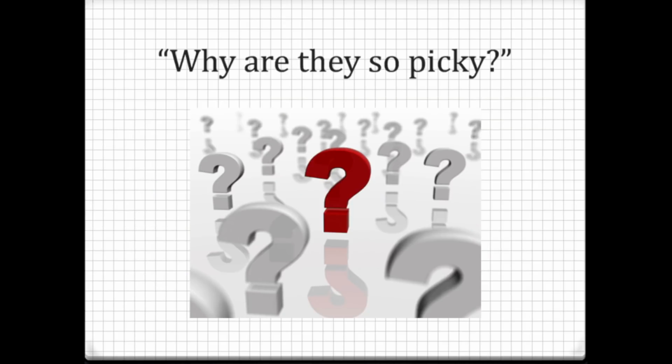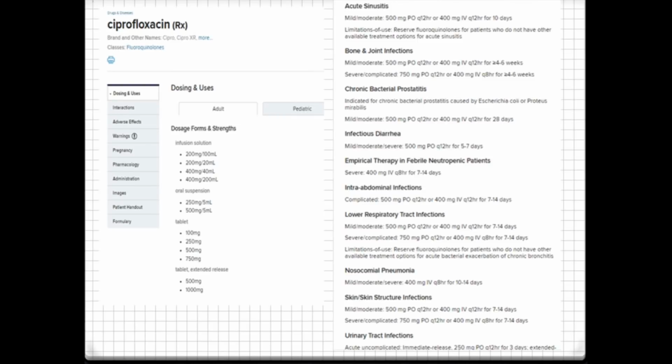At this point, most students wonder why in the world we are so picky about prescriptions. Well, I'll tell you. This is why. Here we see an excerpt from an online prescribing reference such as Epocrates or EMPR for the antibiotic ciprofloxacin. You can see that in terms of dosage forms and strength on the left, there are IV options, oral suspensions, which are liquids, tablets in various strengths, as well as a couple of extended release formulations. In short, there are a lot of options.